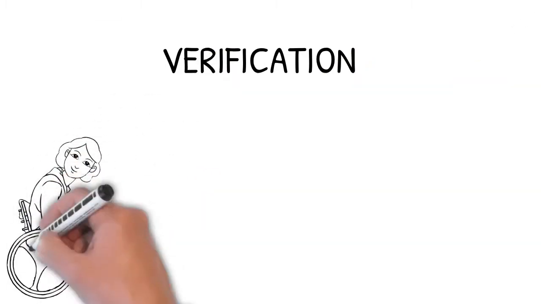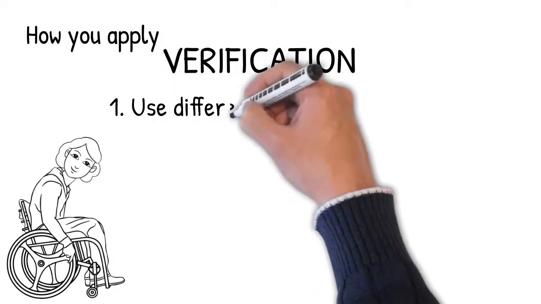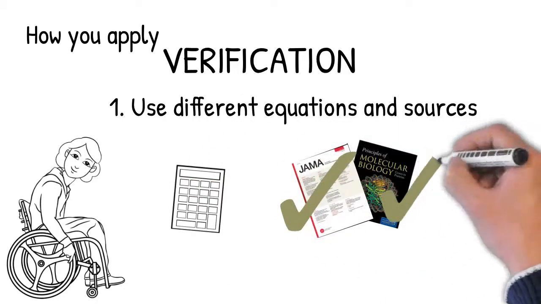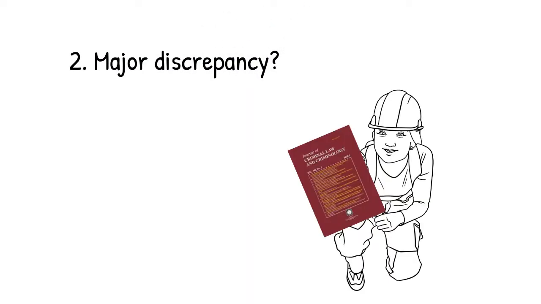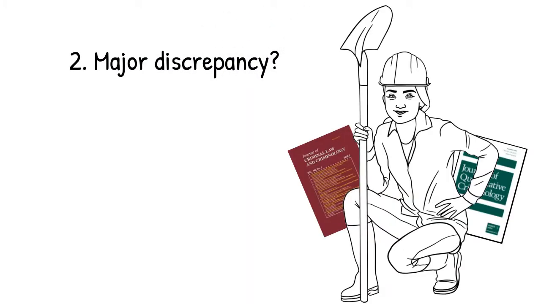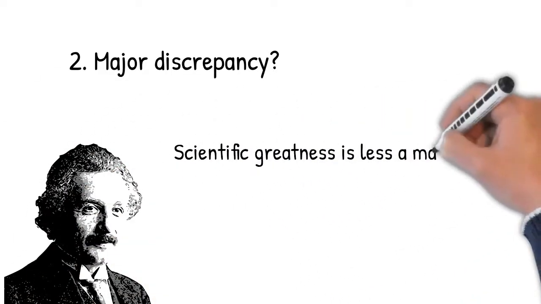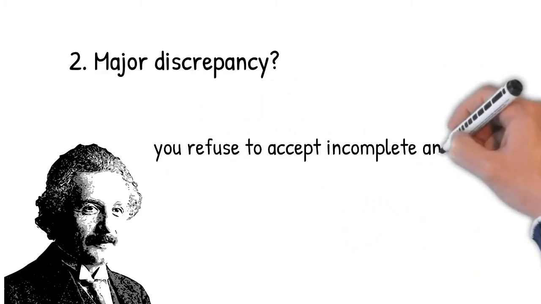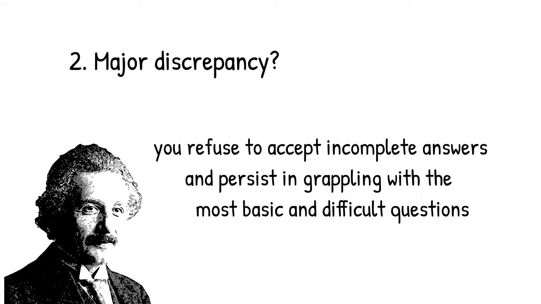So, how can you implement the verification standard? 1. Check your results by using different equations and different sources to make sure the answers are the same. And 2. If you find a major discrepancy between credible sources, dig until you find the cause of it. Remember Einstein's insight that scientific greatness is less a matter of intelligence than character if you refuse to accept incomplete answers and persist in grappling with the most basic and difficult questions.